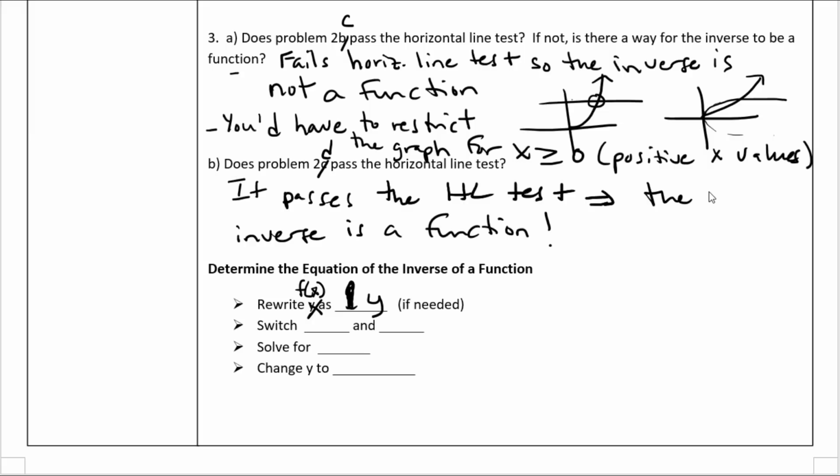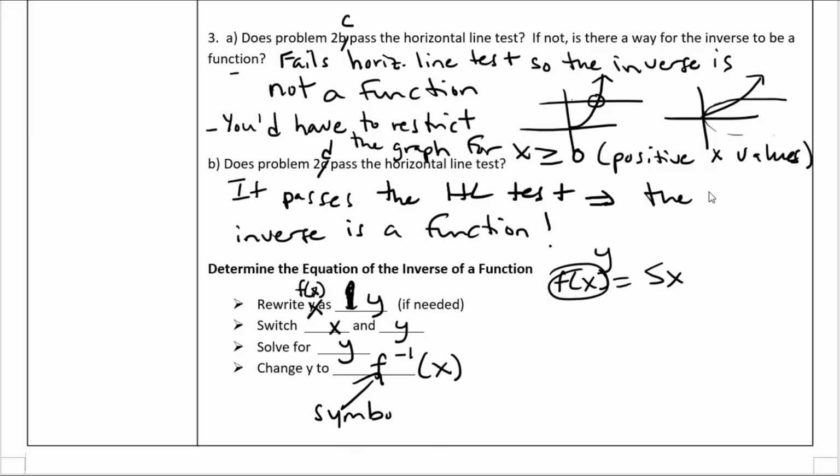And that's if the problem needs it. So for example, if you had f of x equals 5x, then you're going to rewrite this as y. That's basically what that step is saying. So that's step 1. Step 2, you're going to swap or switch x and y. Then you're going to solve for y, and then you're going to change the y to f inverse of x. That's the symbol for inverse.